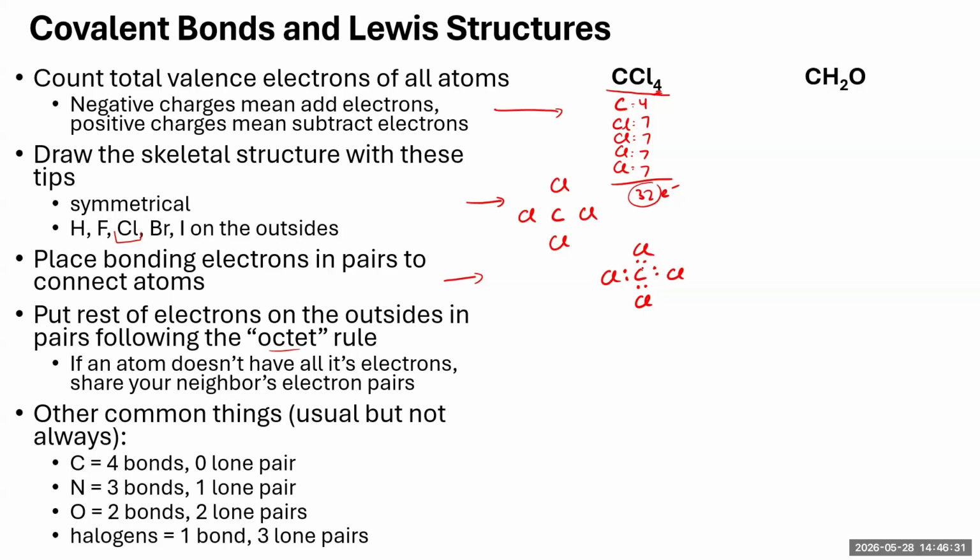Carbon wants 8. Does it have 8? 1, 2, 3, 4, 5, 6, 7, 8. Yes, it has 8. So we can't add any more electrons to carbon. We can add them to chlorine.